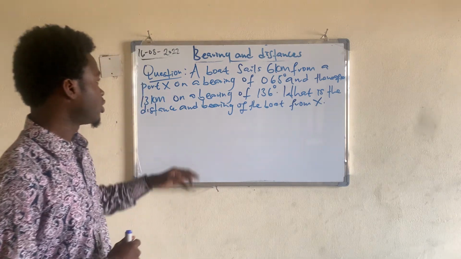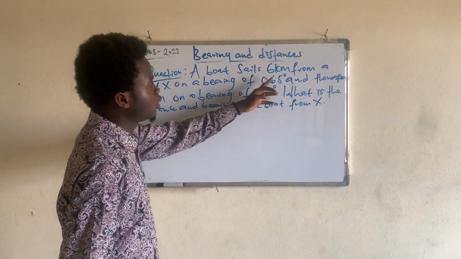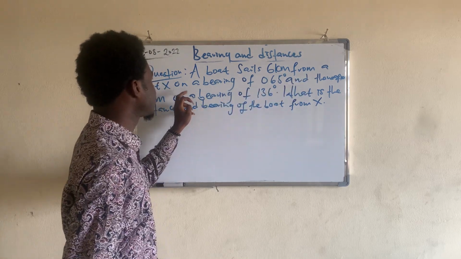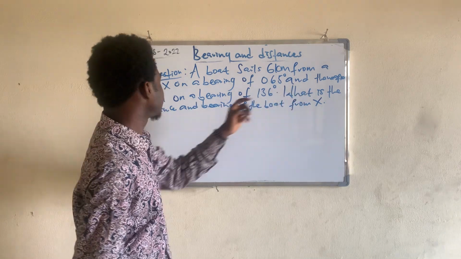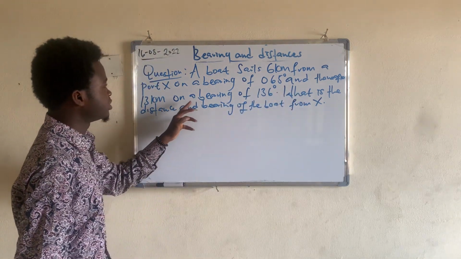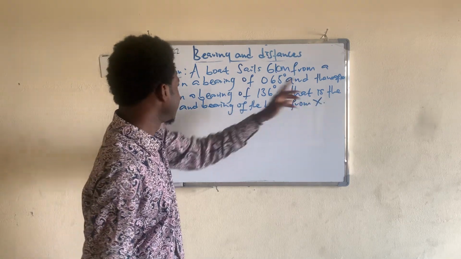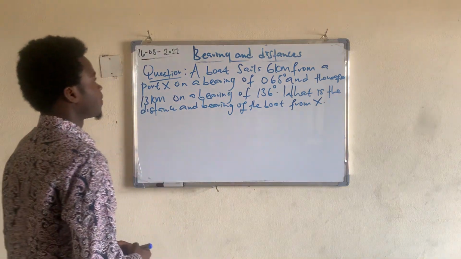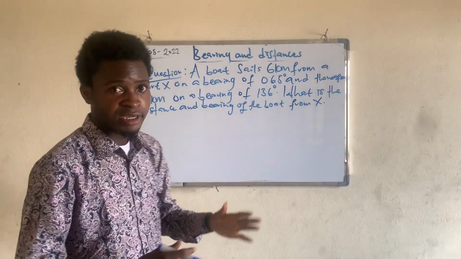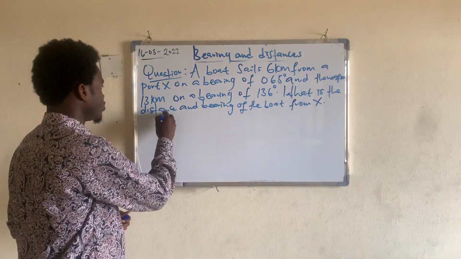Just as we have on the board, the question says a boat sails 6 kilometers from a port X on a bearing of 065 degrees and thereafter 13 kilometers on a bearing of 136 degrees. What is the distance and bearing of the boat from X? So we have to come up with a triangle because all questions in bearing lead to the formation of a triangle. Solution.